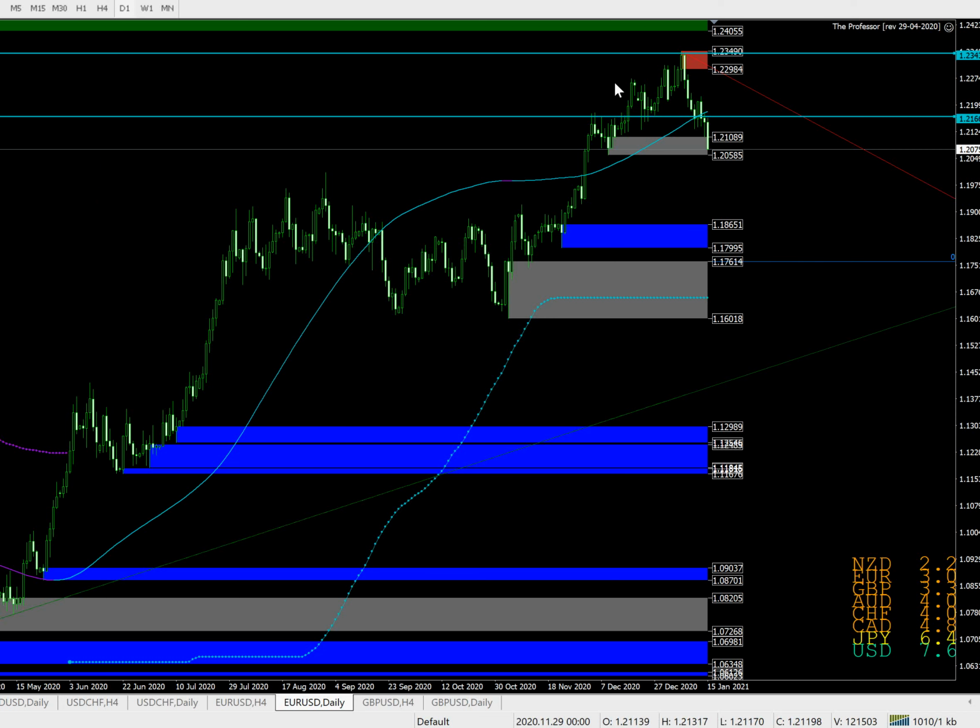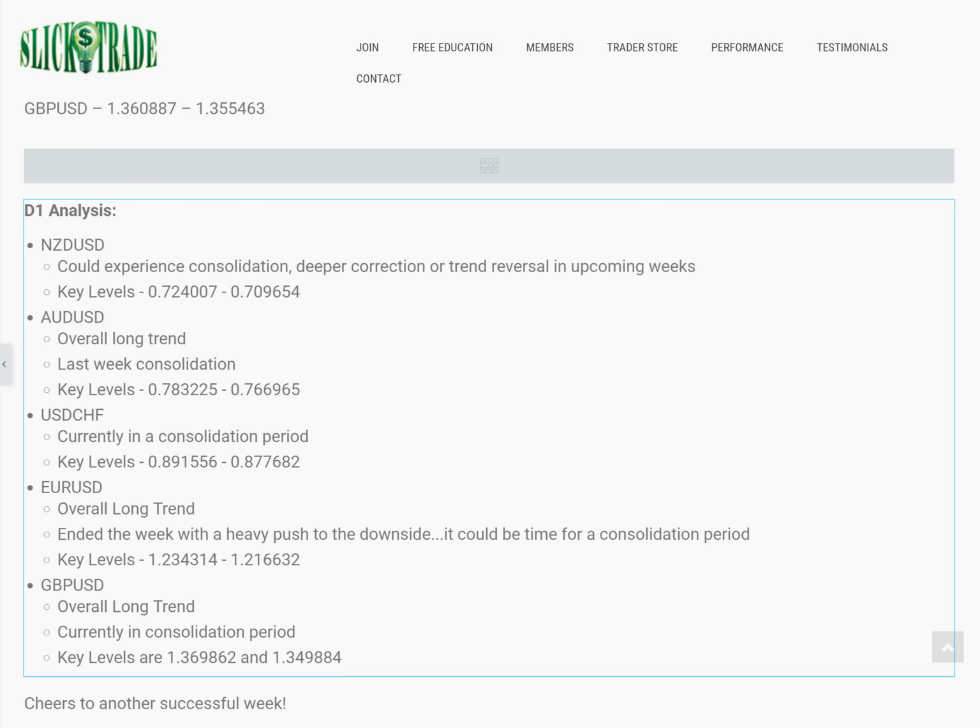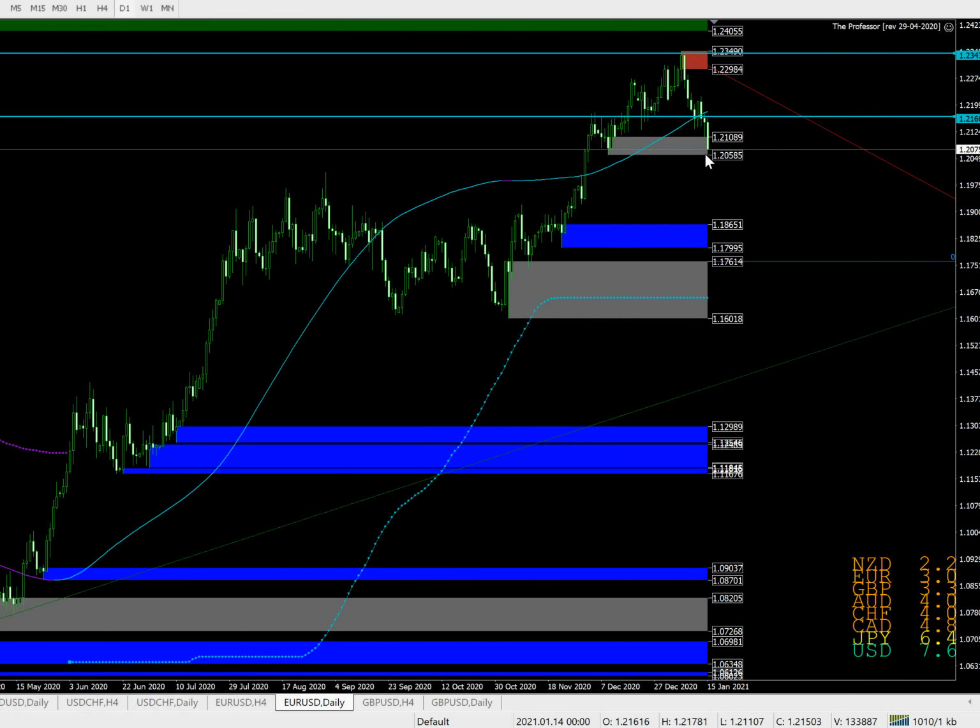Bam. And we broke. So end of the week, it could be time for a consolidation period, but it actually pushed even further to the downside. So what does this mean? This means it could be a deeper correction. Price has come down to a key level, almost down to a key level. I mean, it's at it. It's real close, which is right here, this previous one.